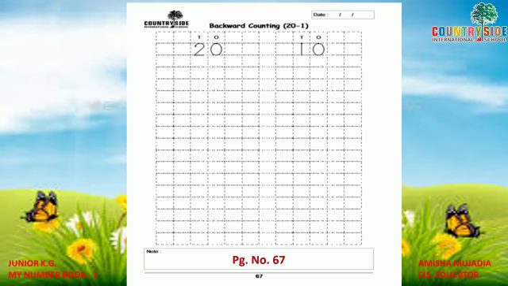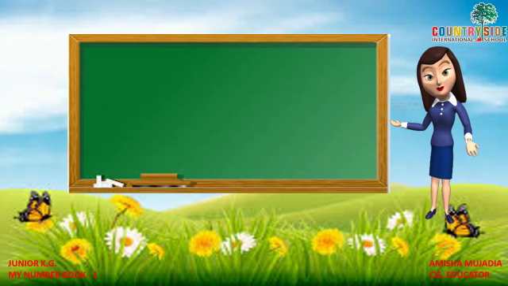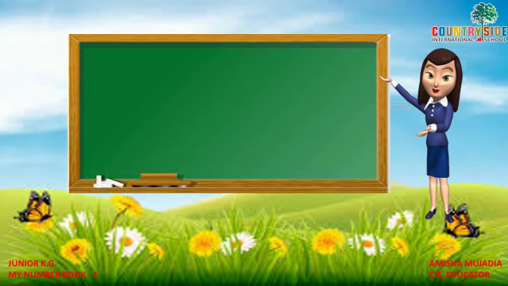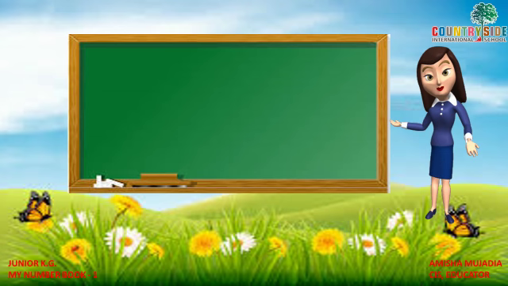On page number 67, you need to write backward numbers 20 to 1. Let's revise once so it will be easy for you to write it. 20, 19, 18, 17, 16, 15, 14, 13, 12, 11, 10, 9, 8, 7, 6, 5, 4, 3, 2, 1. So kids, today we have learned numbers 47 to 50 and revised backward counting 20 to 1.